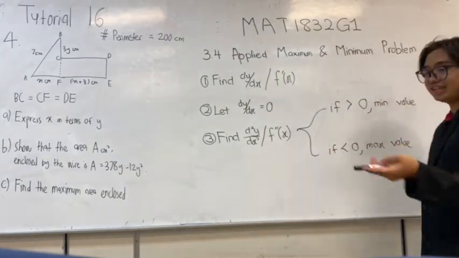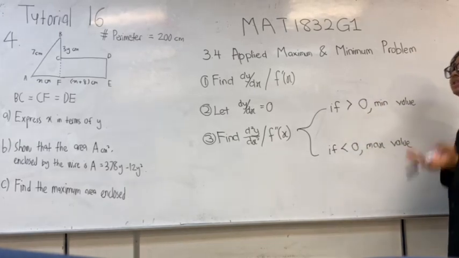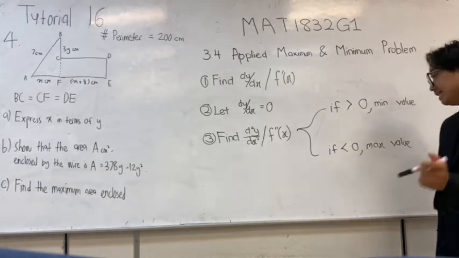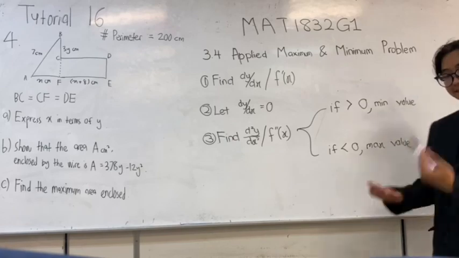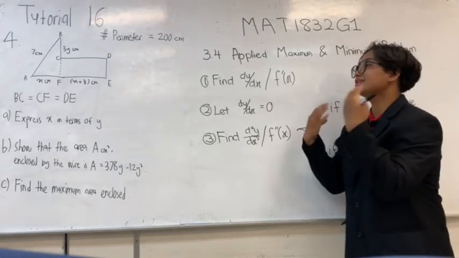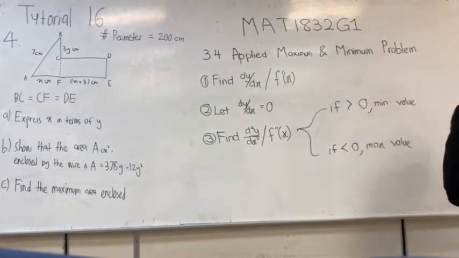The first one is if it's more than 0. If it's more than 0, then it's going to be the minimum value. But if it's less than 0, then it's going to be the maximum value. Right, that's all from me. Now we're going to head on to the problem solution.